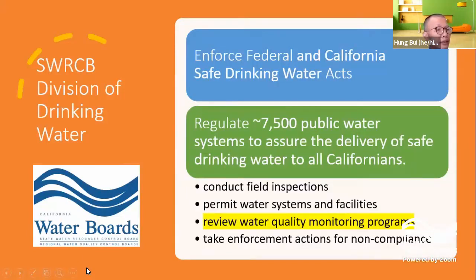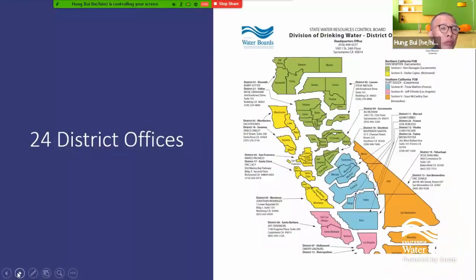Reviewing water quality data is the job activity that inspired us to create water quality map, which will help our staff to perform this activity more accurately and efficiently. The field operation branch of DDW is divided into 24 district offices, which are grouped into 5 sections, from section 1 to section 5. Each section is presented in a different color on this map.